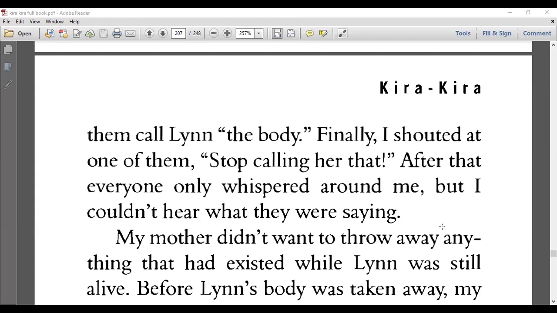Friends and family will definitely be coming over to sympathize and show sympathy for the family. Also, people from the funeral home will have to come and take the body away, and hence they're referring to Lynn as the body.